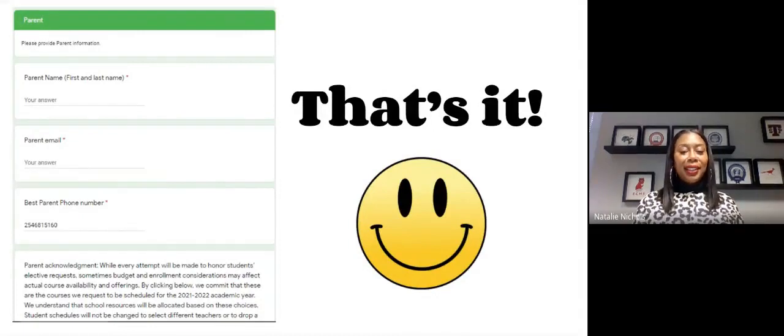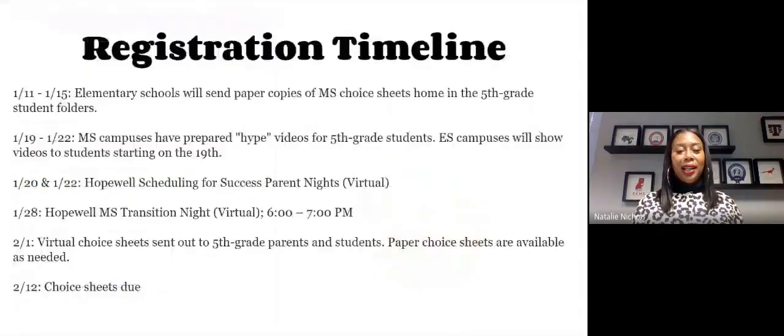And that's it. Those are the things that you need to consider and think about and make choices for as a family. We also want you to know that the registration timeline, as of the 1st, you will have access to the virtual choice sheets. Again, if you would prefer a paper copy, please just ask your elementary school and we will get that out to you. And then the choice sheets will be due as of February 12th. So that way we can make sure that your student have signed up, they have a space available to them, but we will constantly be checking with you.